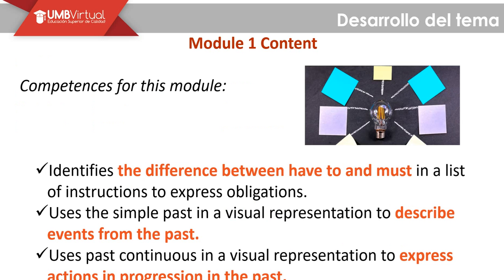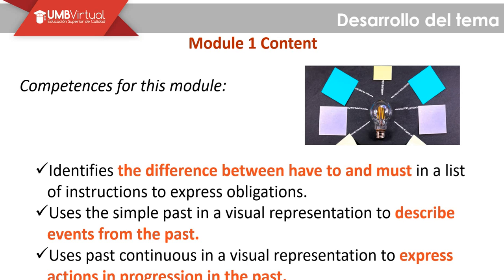In this part, we're going to start our first module content. So the competencies that we are going to focus on are the following ones. That's very important that you keep in mind them through the development of each activity, alright? Es muy importante que ustedes tengan en cuenta las competencias que tenemos para cada uno de los módulos. Primero, identificar la diferencia entre el have to y el must, de acuerdo a las instrucciones que le expresan la obligación. Entonces vamos a ver más adelante cuáles son las diferencias. So that's identifies the difference between have to and must, alright?